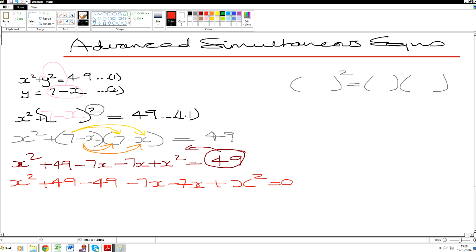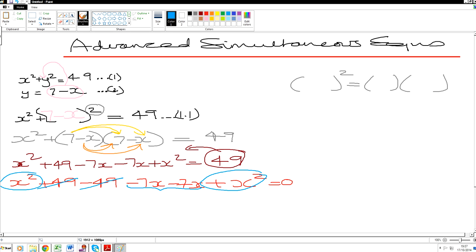So let's start simplifying things. The plus 49 and minus 49 will cancel out to 0, to nothing. Now remember, minus 7x and minus 7x don't cancel each other, they just become more negative. Minus 7x and minus 7x gives us minus 14x. And what about the x squared add x squared? No, not x to the 4. 2x squared. X squared add x squared gives us 2x squared.